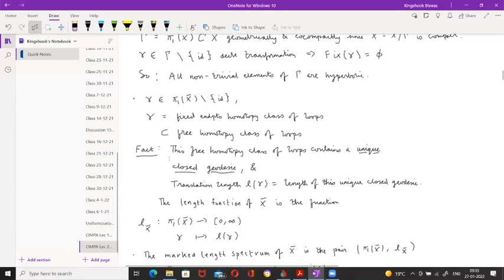Now, this is a fact about closed negatively curved manifolds: this free homotopy class of loops contains a unique closed geodesic. The picture is something like this. For example, take a hyperbolic surface of genus 2, and take some wiggly loop, which may not be a geodesic. I can homotope it to decrease the length, and keep decreasing the length until I reach, in that homotopy class, a curve of shortest length, and that will be the unique closed geodesic in that homotopy class.